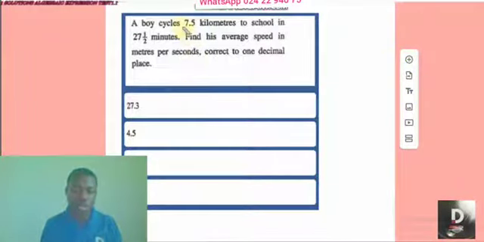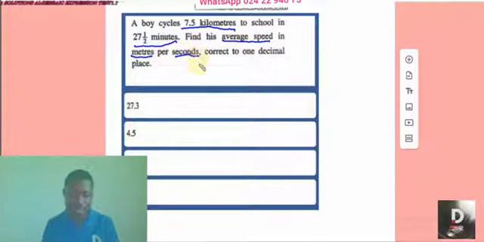A boy cycles 7.5 kilometers to school in 27.5 minutes. Find his average speed in meters per second. We have done this type of question before. Should I leave it for you? Then give me feedback on that.